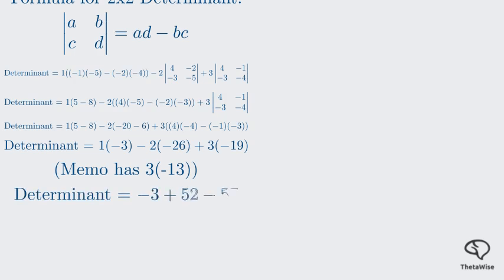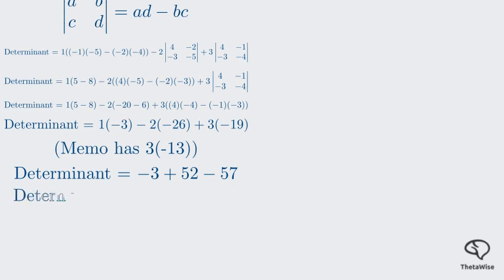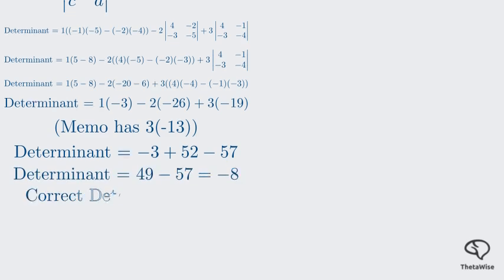And 3 times negative 19 is negative 57. Now we combine these. Negative 3 plus 52 is 49, and 49 minus 57 is negative 8. So based on our calculations, the correct determinant of this matrix is negative 8. The memo stated the answer was 10. This confirms our finding that the memo's calculation was incorrect.